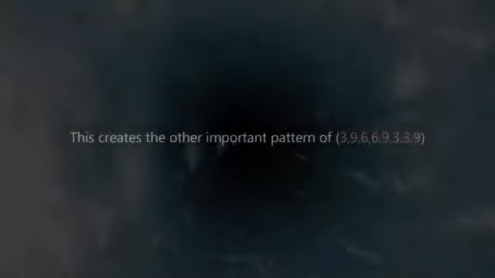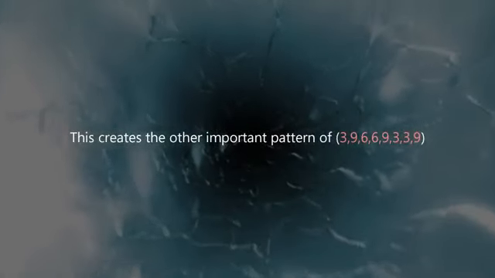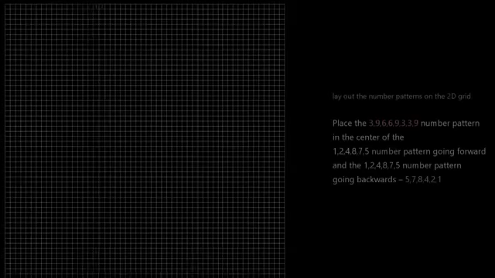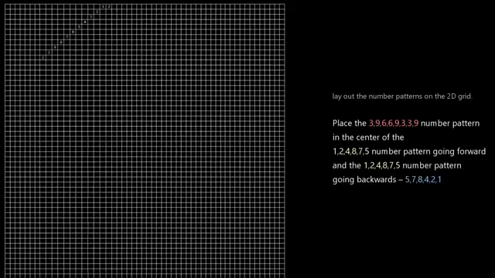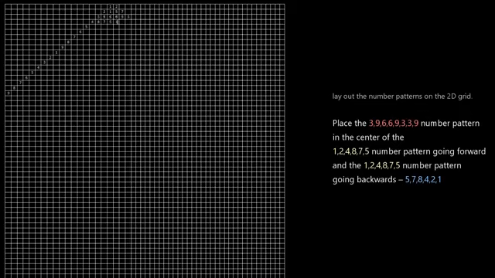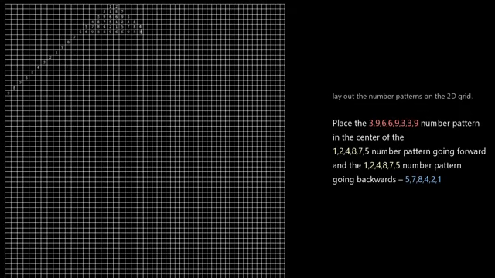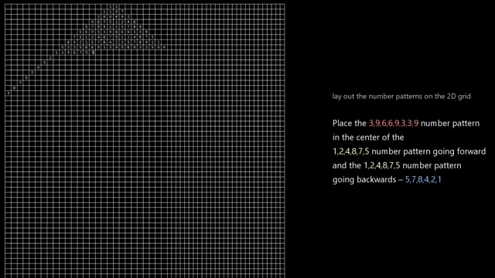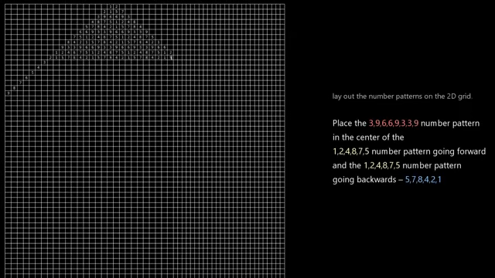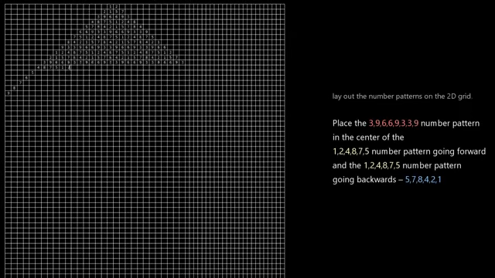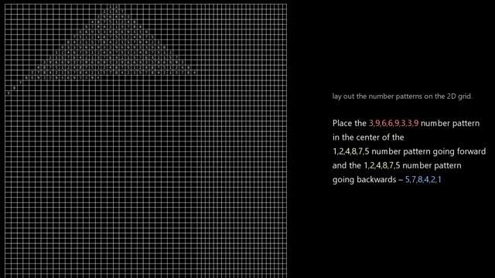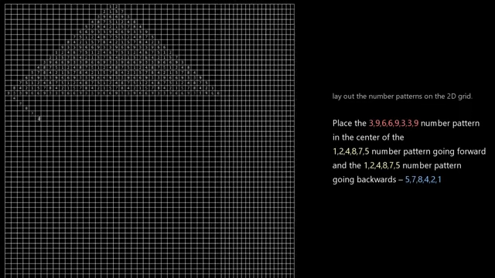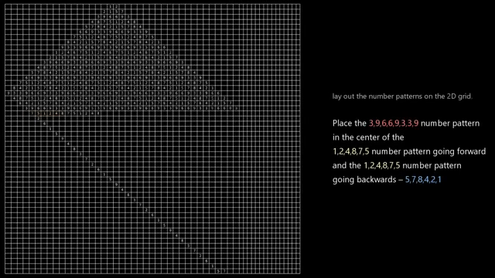This creates the other important pattern of 3, 9, 6, 6, 9, 3, 3, 9. Now lay out the number patterns on the 2D grid. Now place the 3, 9, 6, 6, 9, 3, 3, 9 number pattern in the center of the 1, 2, 4, 8, 7, 5 number pattern going forward, and the 1, 2, 4, 8, 7, 5 number pattern going backwards. So that would be 5, 7, 8, 4, 2, 1. This continuation creates an amazingly perfect number map.